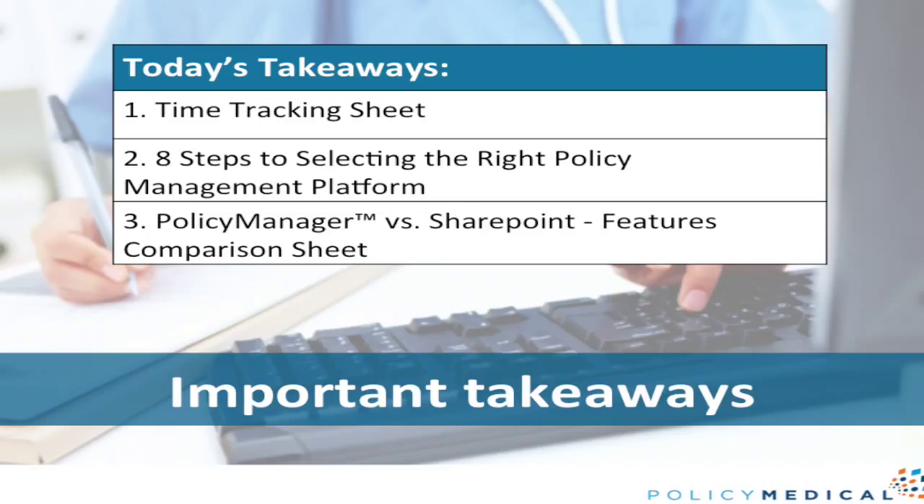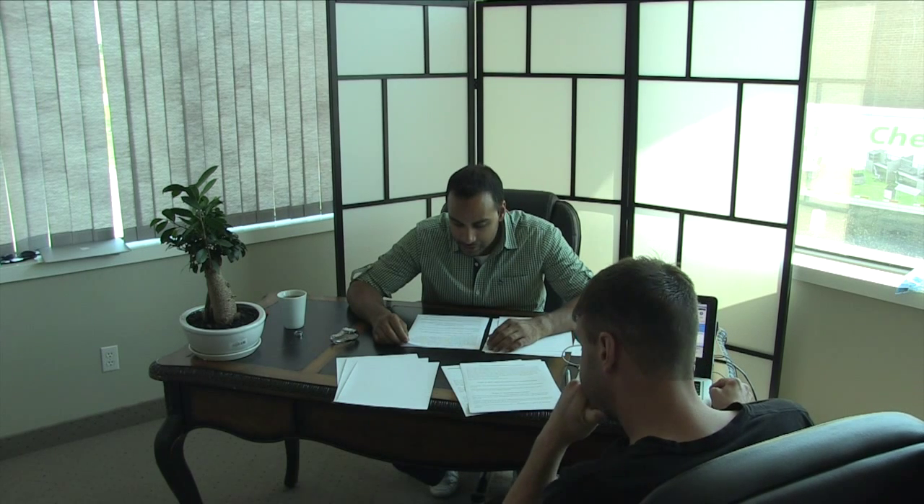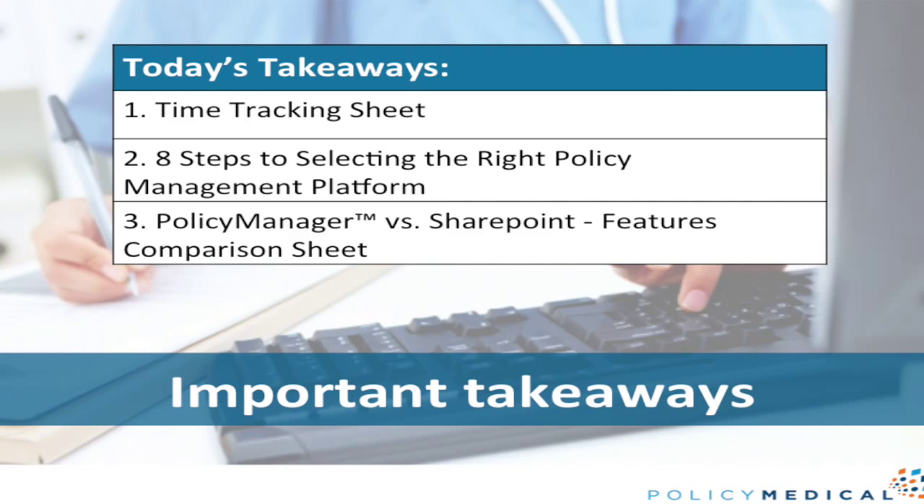After the webinar, we'll be sending you these tools which will further aid you in finding the healthcare policy management software that's right for your organization. So we're going to have 3 tools today. The first one is a time tracking sheet that's going to help you make sense of what's going on with your current policy and procedure process right now. The second tool is our 8 steps to selecting the right policy management platform. And the third tool is our comparison matrix or comparison sheet comparing policy management software and SharePoint.